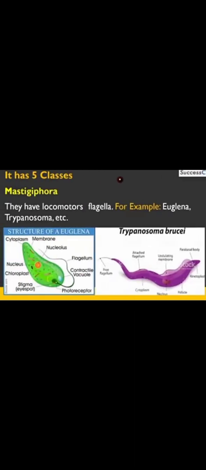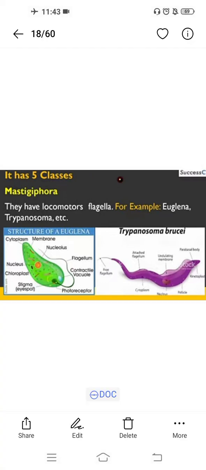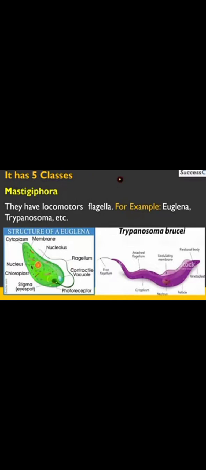Then it has 5 classes. First comes the kingdom, then phylum, then class. Kingdom Protista, phylum Protozoa, and the 5 classes that we will study. First is Mastigophora. They have locomotory flagella, so their movement is done with the help of flagella. Examples are Euglena, Trypanosoma, etc.